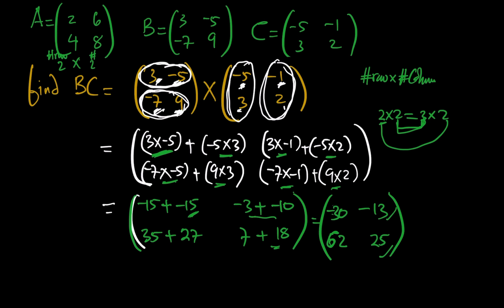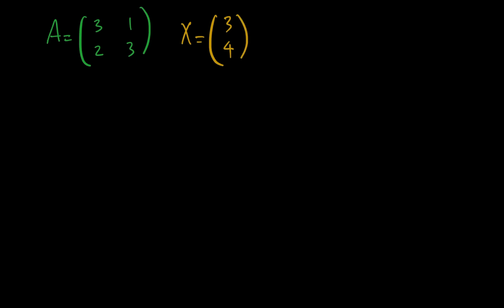So let me give you an example of what I mean by that. Let's go to the next problem. Let's say you have a matrix A, and the matrix is 3, 2, 1, and 3. And this time you have a vector X, which is 3 and 4 in component form. Now, the number of rows here is 2.